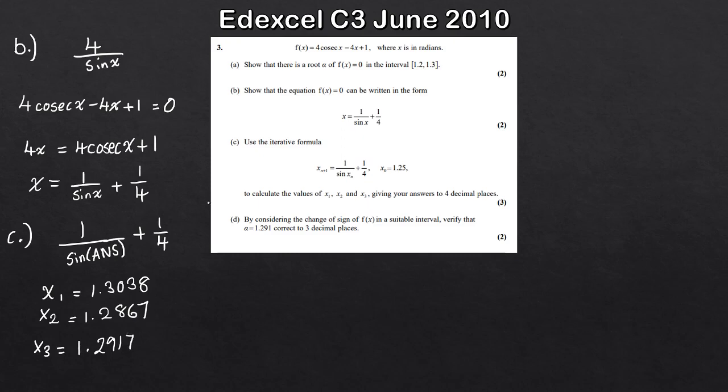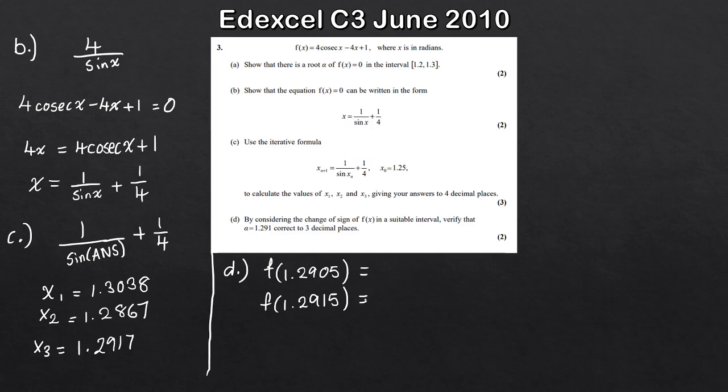And then finally for part D, very similar to what we've just done at the end of the last question, we want to show, using the change of sign of f of x in a suitable interval, that alpha is equal to 1.291. So basically, the root is 1.291 to 3 decimal places. So again, consider your interval, with it being 3 decimal places. I'm going to consider f of 1.2905 and then f of 1.2915.